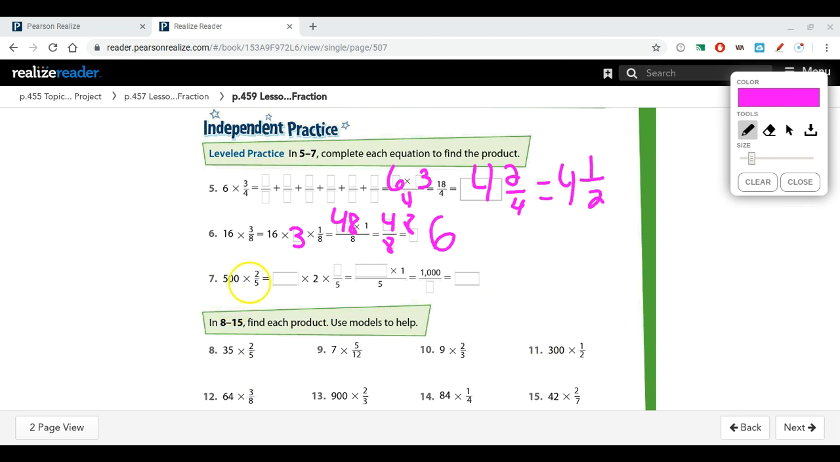So 500 times 2/5 is going to be equal to 500 times 2 times 1/5. So here's my associative property again. So if you look right here, there's my associative property. And then I'm going to go ahead, I'm going to multiply my whole numbers together first. So I'm going to do 500 times 2. So 500 times 2 is going to be 1,000. And then I multiply that times 1, which is 1,000, over 5. And then we look at how many times 5 goes into 1,000. And so 5 is going to go into 1,000 200 times.